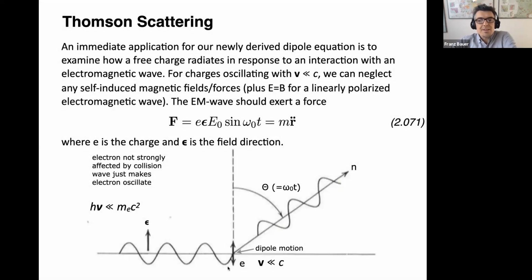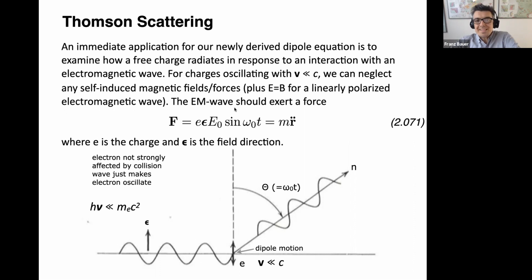Okay, so we have some electron here, and it has a charge in this direction, and this charge is going to receive this radiation and oscillate, with a velocity much lower than c. So we're in the non-relativistic regime. We can ignore self-induced magnetic fields and so forth. We're going to note that the E and B fields are equal for linearly polarized electromagnetic radiation, which is what we're going to have here.